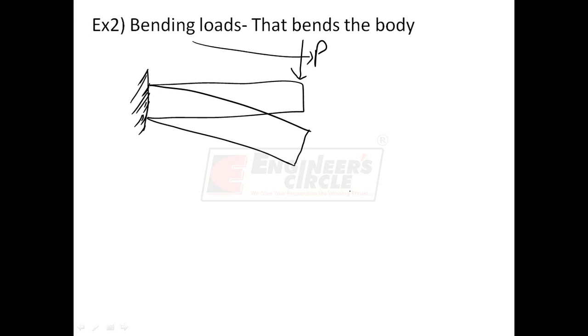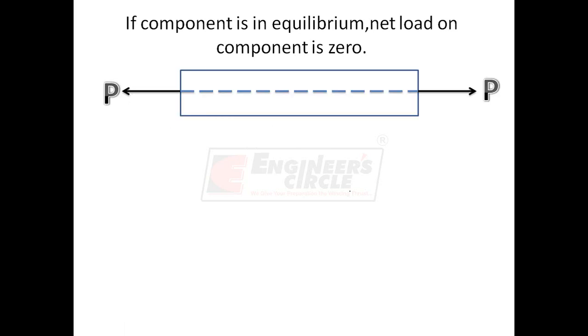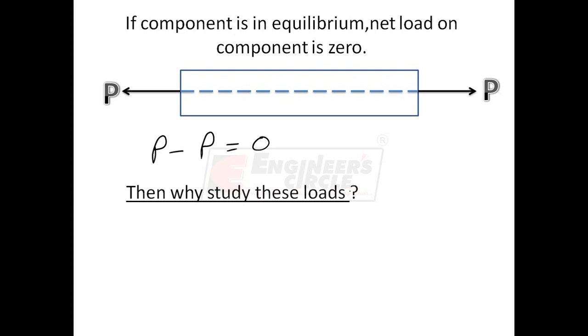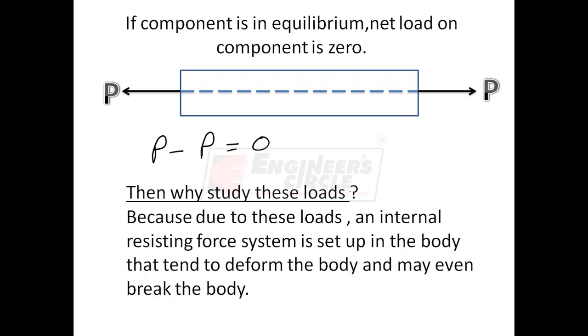There can be other types of load like torsional load that we are going to study later. Now, if a component is in equilibrium, net load on the component is 0. Consider this body which is subjected to axial loads. The net load on the body is P minus P equal to 0. So if net load on the body is 0, then why study these loads? The answer is simple. These loads tend to develop an internal force in the system. This internal force system can deform the body and may even break the body.